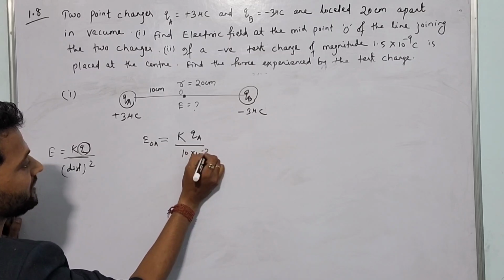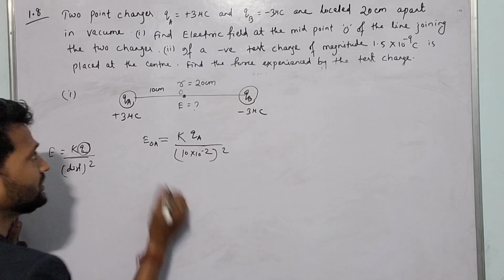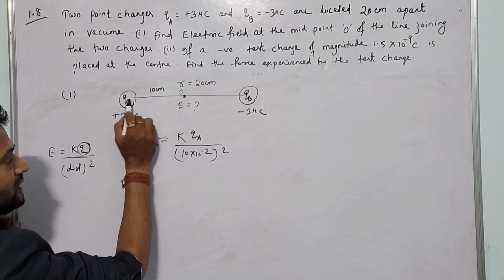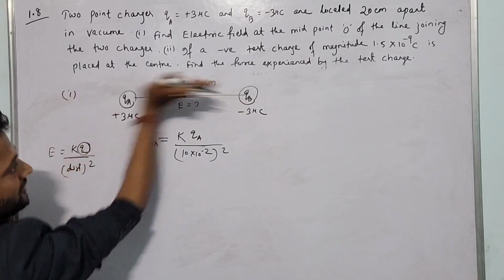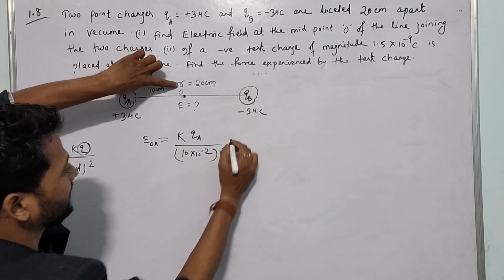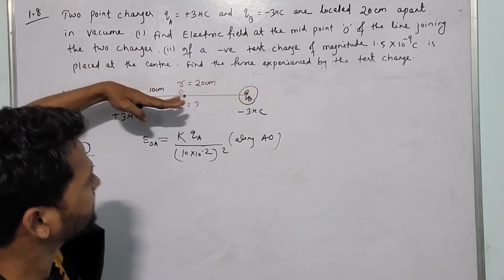Distance is 10 into 10 to the power minus 2, so we'll take the square. And what is the direction? If this is a positive charge, at this point, what is the direction of electric field? Away from the charge, right? So the direction is along AO, right?